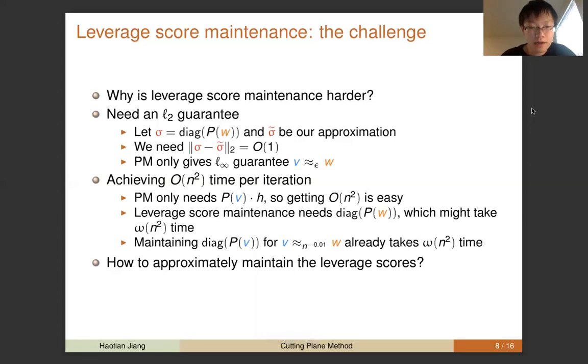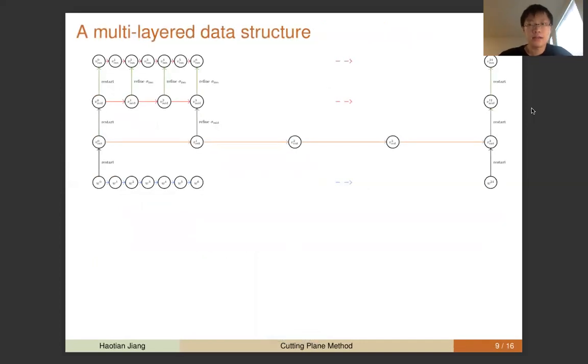So how do we approximately maintain the leverage scores? Due to limited time, I'm only going to give a very high level overview of our data structure for maintaining the leverage score. Our data structure is a multi-layered one. There are 3 layers. The bottom level, with the arrows in blue, is the true vector W, which we want to approximate. The top 3 layers are our approximation, which is our data structure. The top layer we call the inner layer. The middle layer, we call the middle layer. And this orange layer, we call the outer layer.